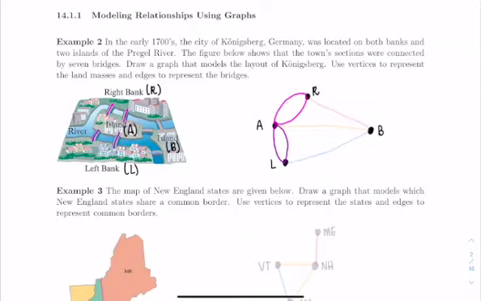Let's see what other bridges I have here. I have a bridge from the left bank to Island B. I have a bridge from Island A to Island B. And I have a bridge from the right bank to Island B. So that is what my graph could look like.